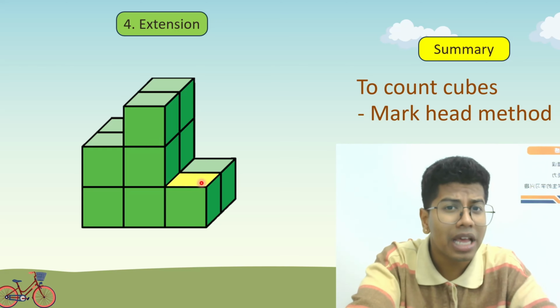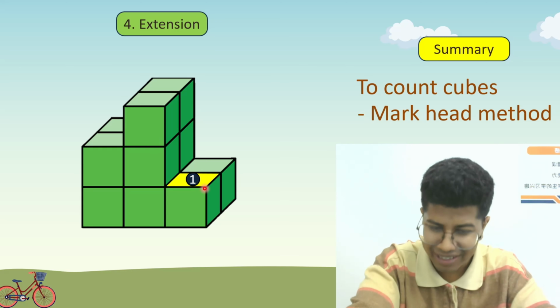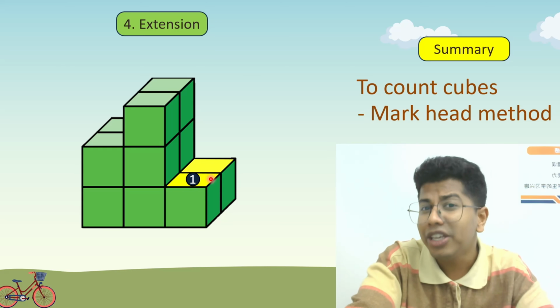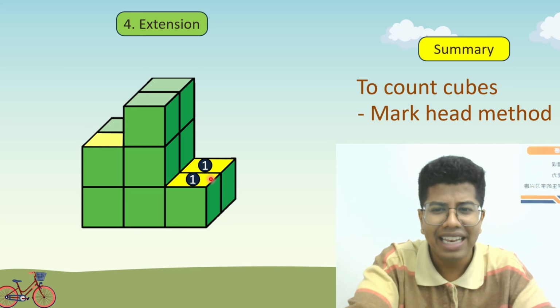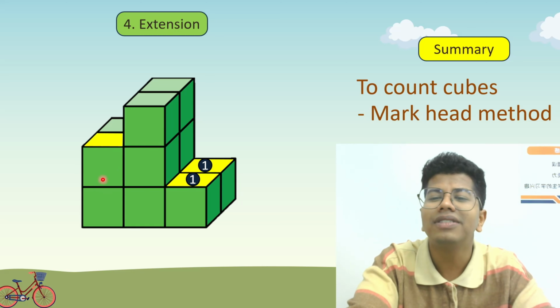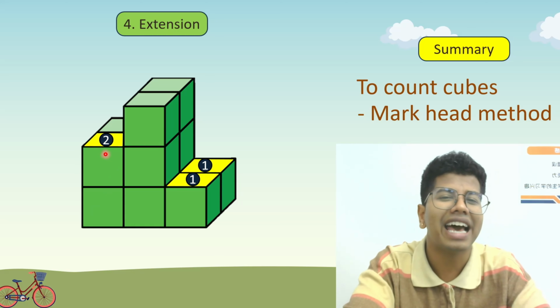On how many cubes will I be standing? Oh, perfect, just 1. Let's say here. On how many cubes will I be standing? Oh, just 1. Let's say for here. Oh, we can observe there are 2 of the following cubes. So I'll mark it as 2.